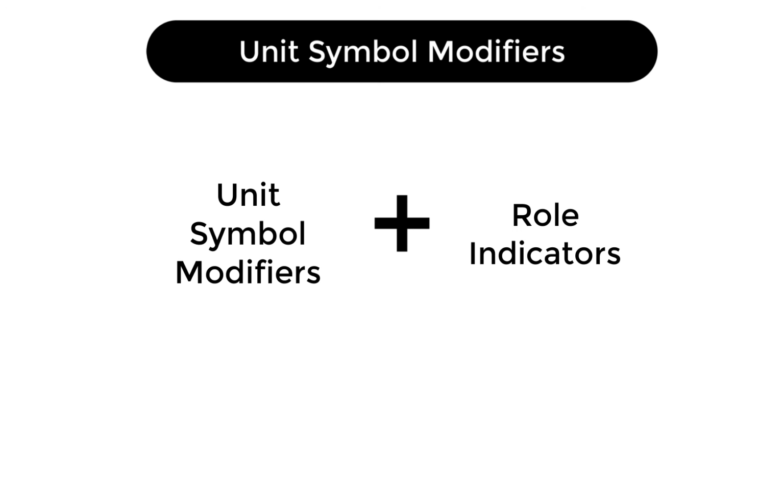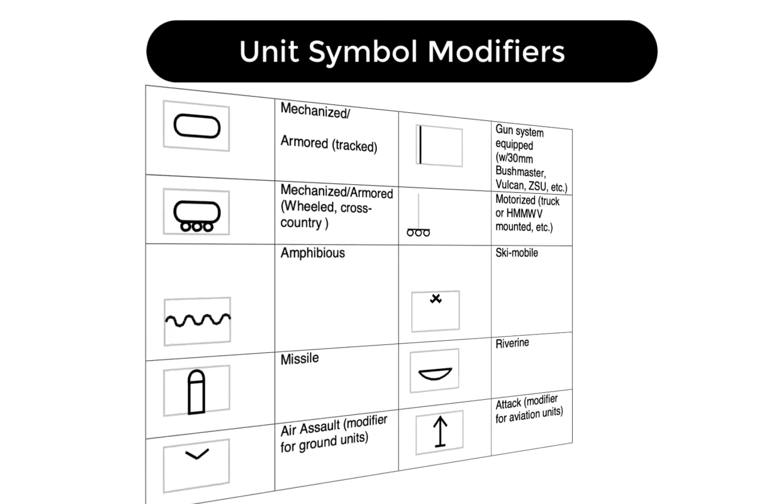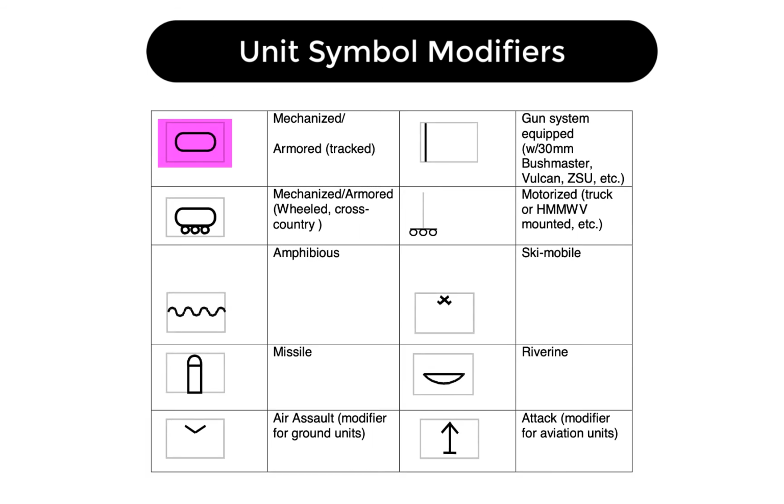Unit symbol modifiers are combined with role indicators, which will be discussed next, in order to create composite symbols that represent a specific type of unit. Common examples are mechanized tracked vehicles, mechanized wheeled vehicles, amphibious vehicles, missile, air assault, gun systems with 30mm Bushmasters, Vulcan cannons, or ZSUs, motorized vehicles including trucks and Humvees, ski mobile units, riverine units, and aviation attack units.